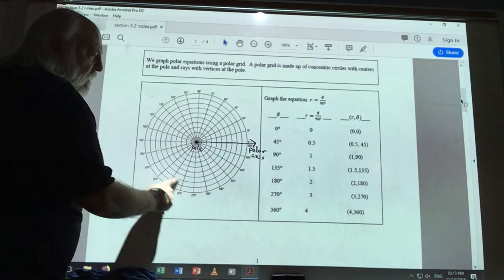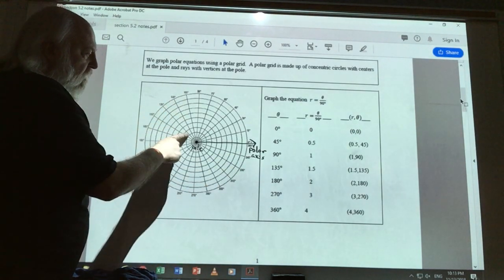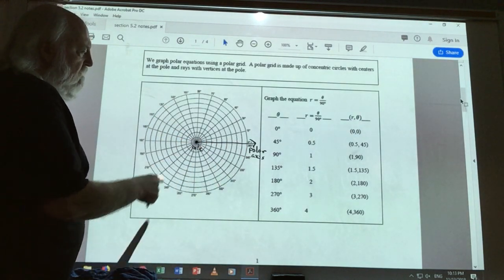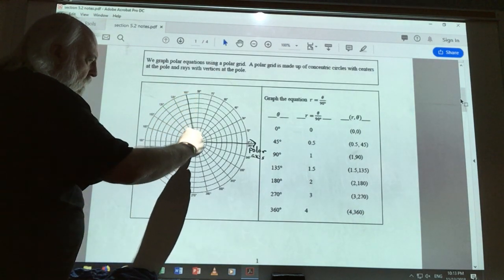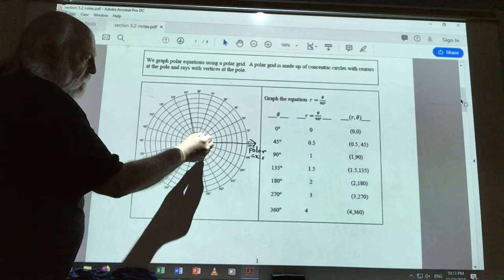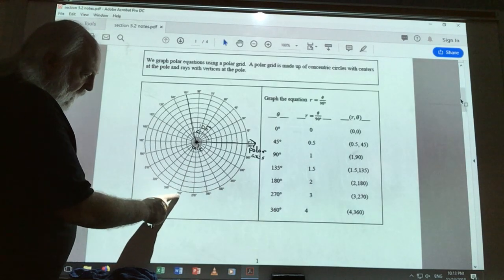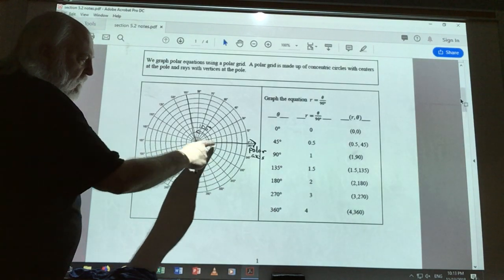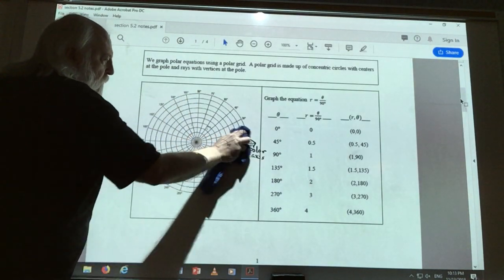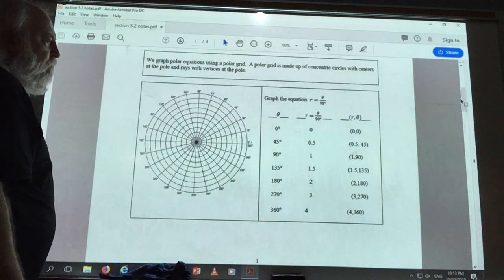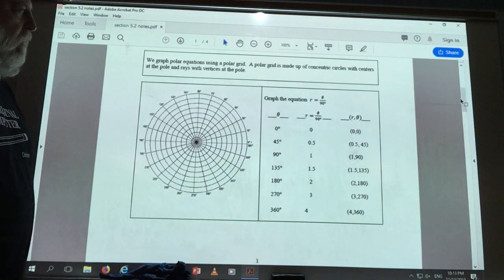And then the angles on these rays correspond with the angle each ray makes with the polar axis. So this ray right here, labeled 105 degrees, makes an angle of 105 degrees with the polar axis. Similarly, this ray down here labeled 255 degrees makes an angle of 255 degrees with the polar axis.